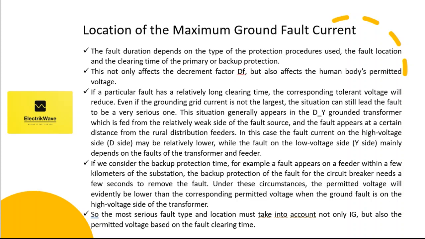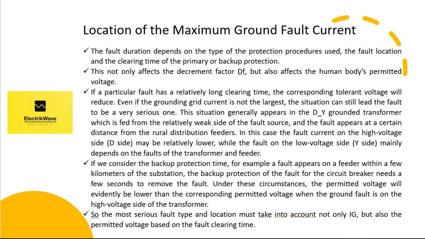The fault duration depends on the type of the protection procedures used, the fault location and the clearing time of the primary or backup protection. This not only affects the decrement factor dF, but also affects the human body's permitted voltage. If a particular fault has a relatively long clearing time, the corresponding tolerant voltage will reduce.